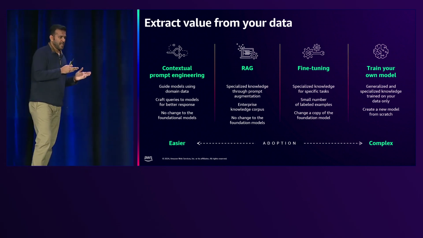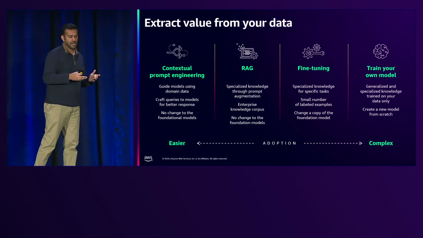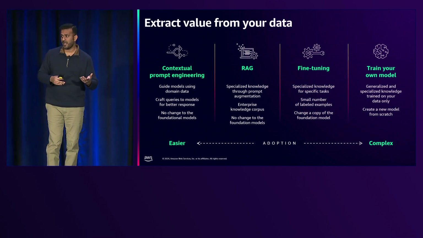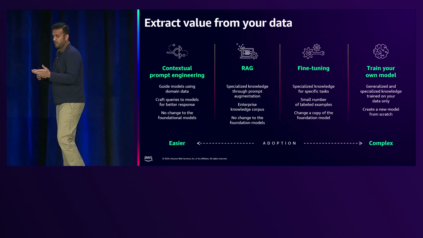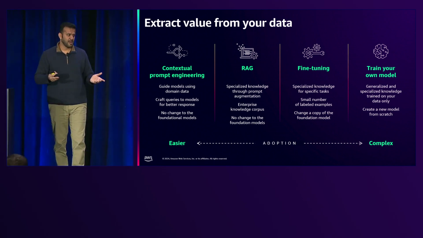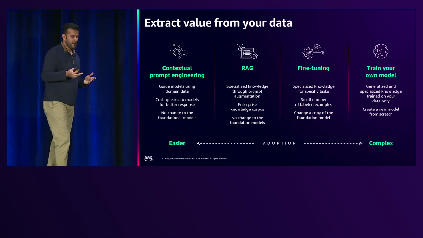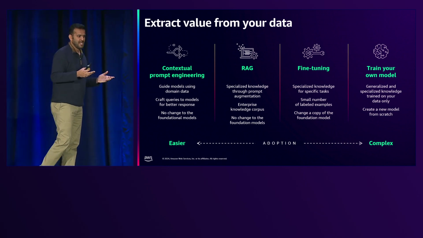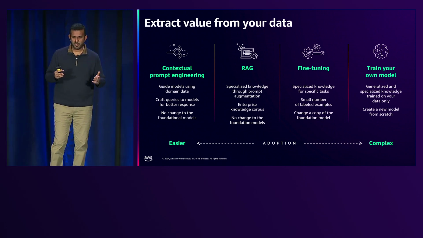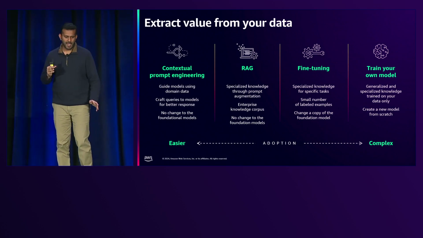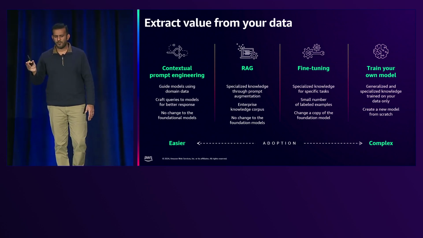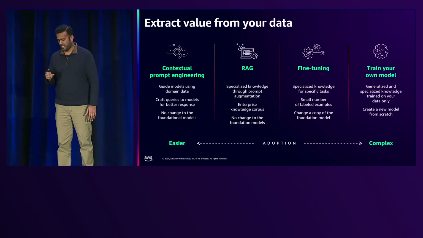Now, sometimes contextual prompt engineering and RAG is not enough. So you might want to do some fine-tuning of your models. So that would be the third option. And then finally, the most complex and the costliest option would be to train your own models, which we haven't seen a lot of customers do. So in this talk, we're going to mainly focus on the RAG approach. And then Mo is going to touch on the fine-tuning a little bit as well.